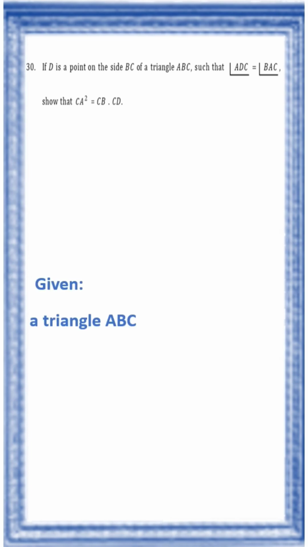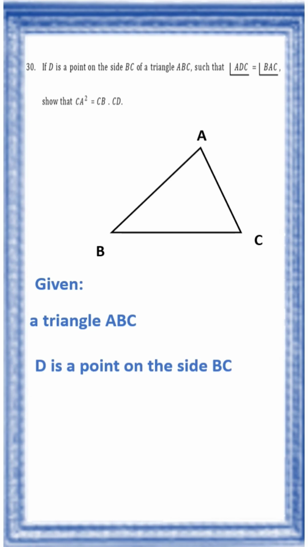What is given here? A triangle ABC. Now let us have a triangle ABC, and also we are given what? D is a point on the side BC. This is BC, here D is there, name it as D, join AD, and it is also given that angle ADC, this is angle ADC, is equal to angle BAC, this one. And to prove: CA square is equal to CB into CD.